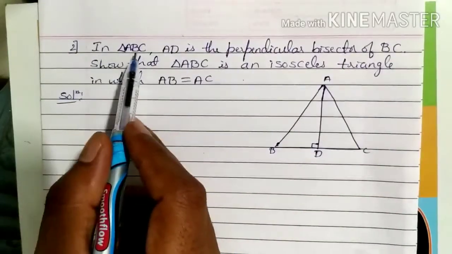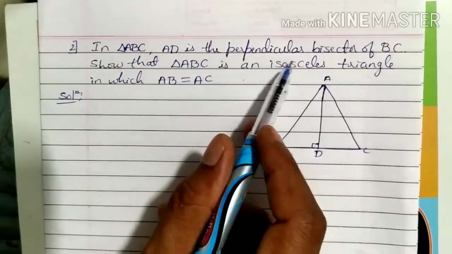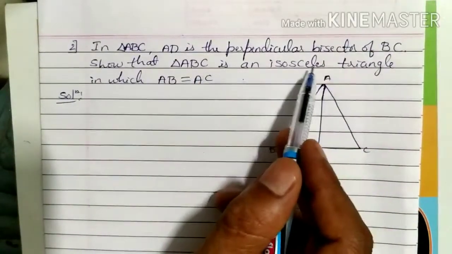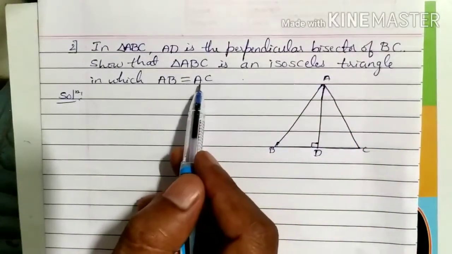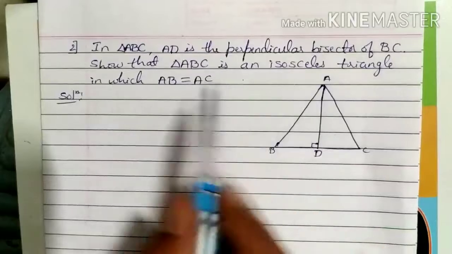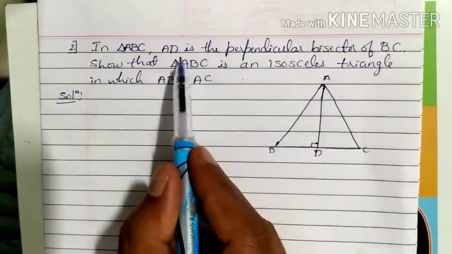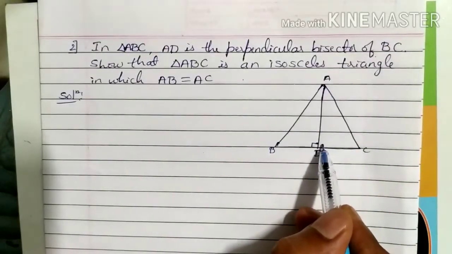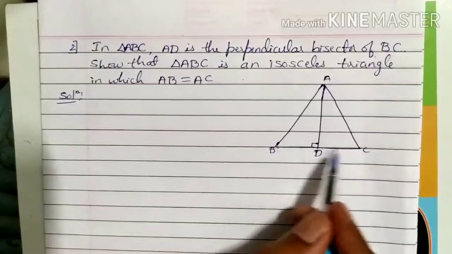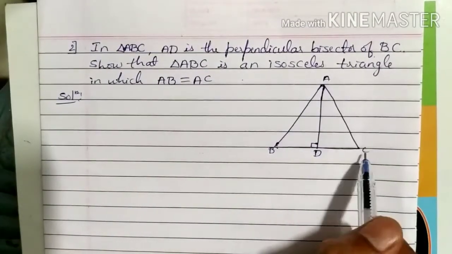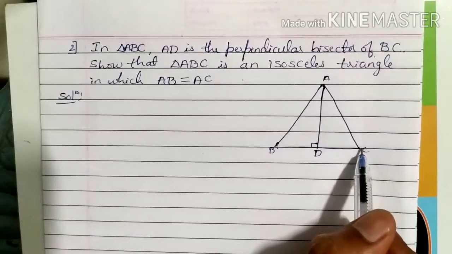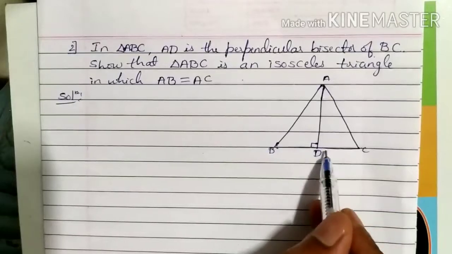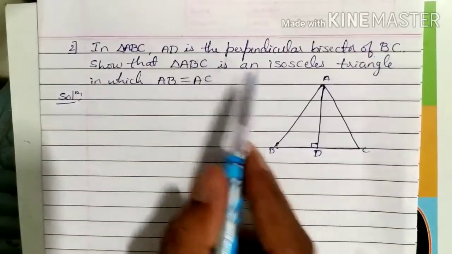Second problem: in triangle ABC, AD is the perpendicular bisector of BC. Show that triangle ABC is an isosceles triangle in which AB is equal to AC. So here is the diagram. AD is perpendicular, that means 90 degrees, and a bisector of BC, which means it divides BC into equal halves, BD equal to DC. If BC is 10 meters, then BD is 5 and DC is 5 meters.